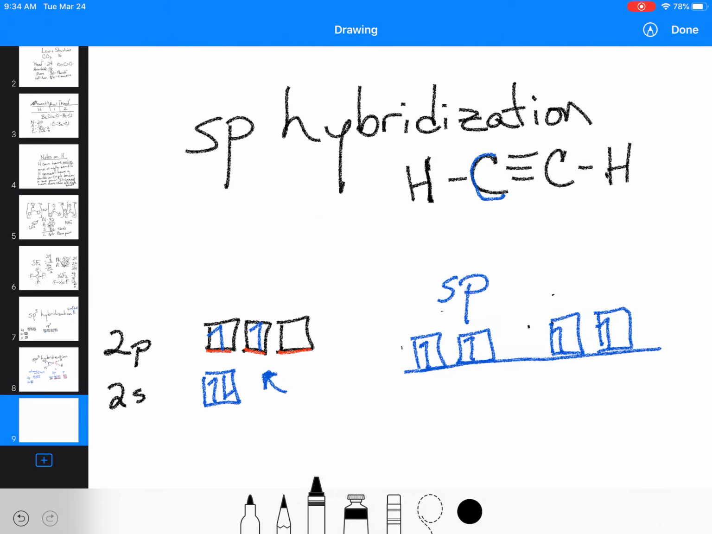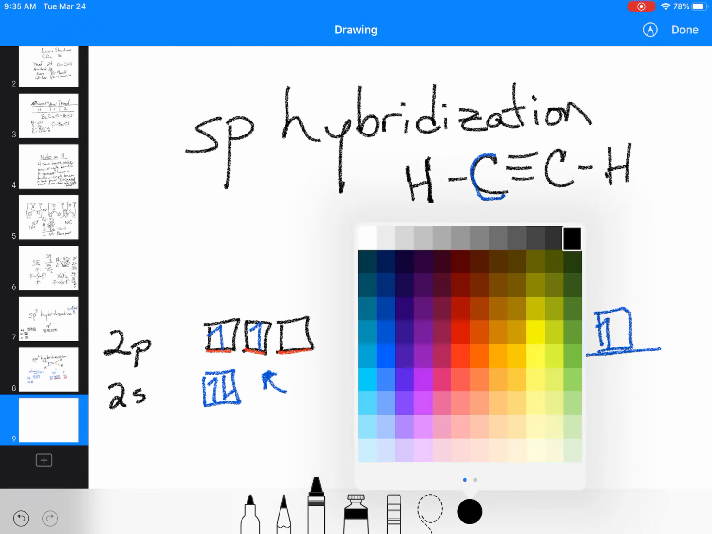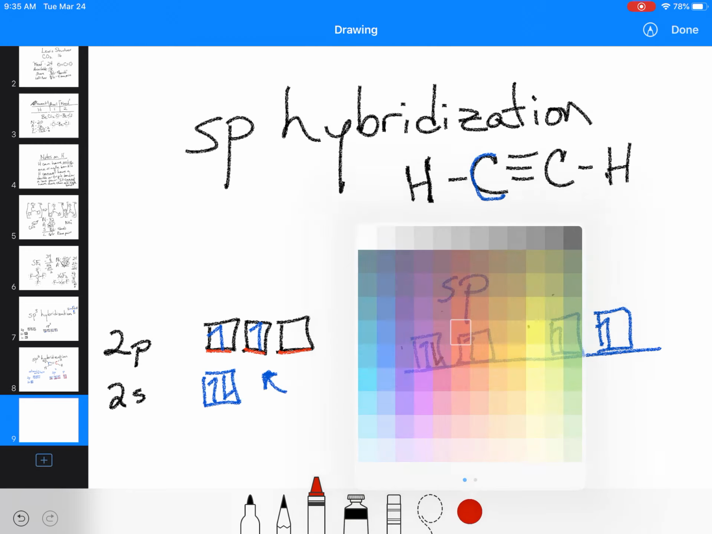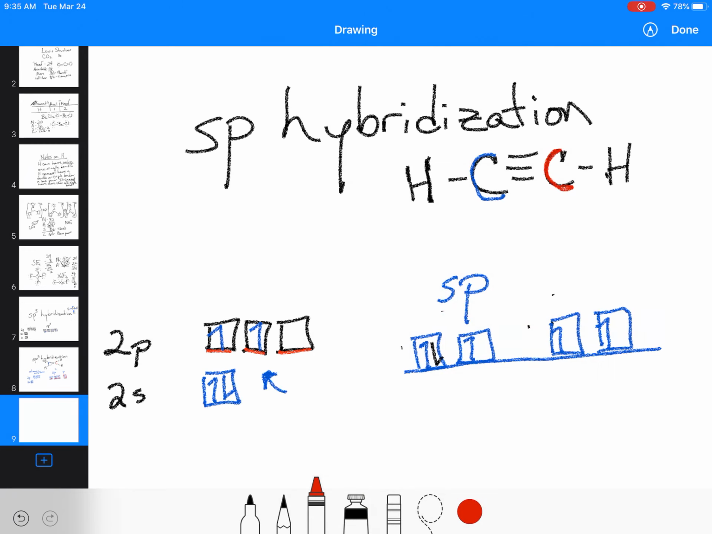Now the hydrogen on the far left is going to share its 1 electron with one of the sp hybrid orbitals, and I'm going to make this other carbon my red carbon, and it is going to share an electron. So what we have already is the single bond between the carbon and the hydrogen, and the first part of the bond between the carbon and the other carbon. This would be a single bond.